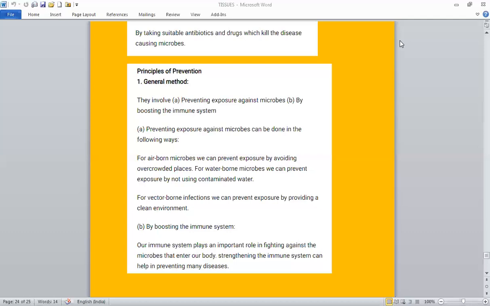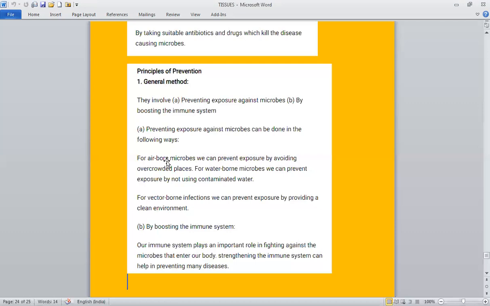So what are the principles of prevention? Principles of prevention are usually divided into two categories: general method and specific method. What is the general method? The general method is involved in preventing exposure against microbes and boosting the immune system. Preventing exposure against microbes can be done in the following ways.